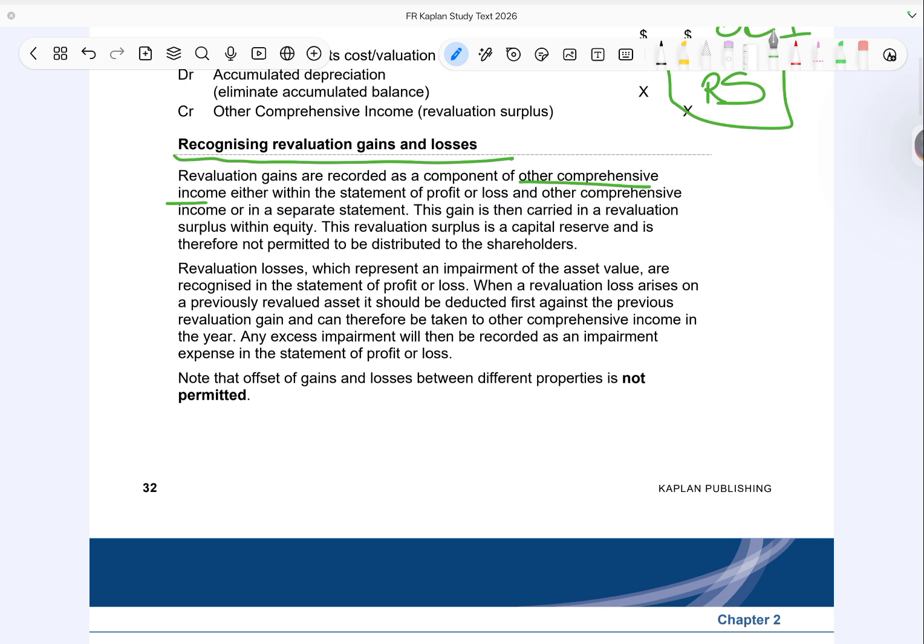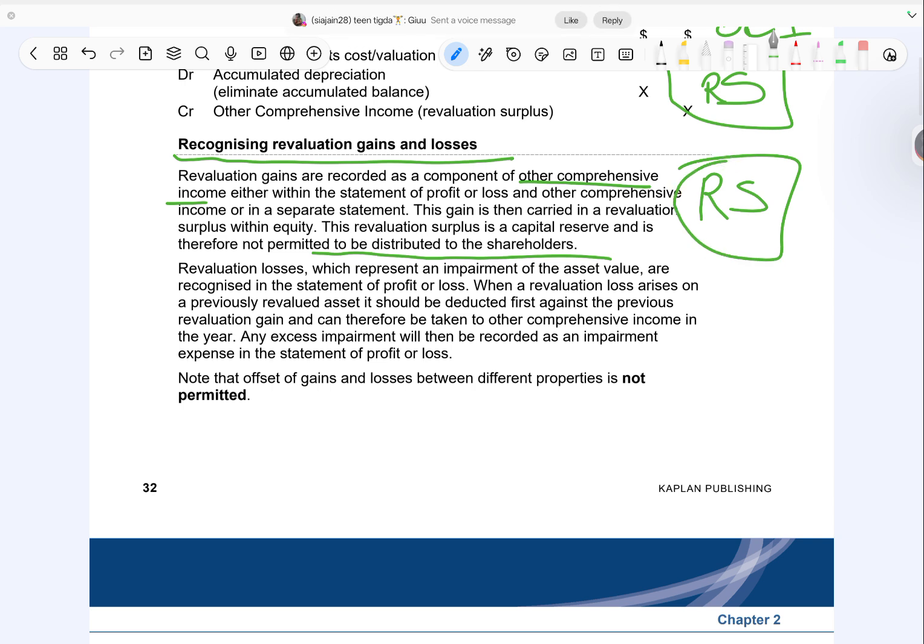This gain is then carried in a revaluation surplus within equity. This revaluation surplus is a capital reserve and is therefore not permitted to be distributed to the shareholders. Okay, so it's the same: the revaluation gains are recorded in your OCI, and in your statement of changes in equity it is recorded in your revaluation surplus.